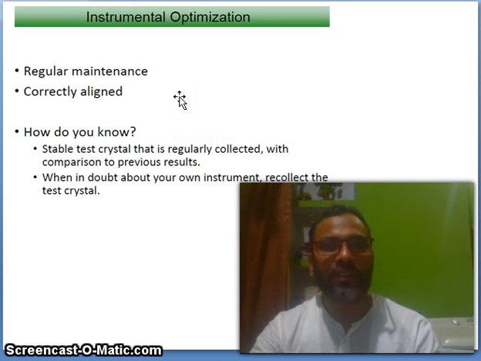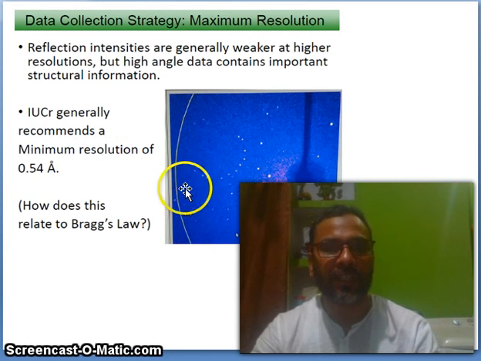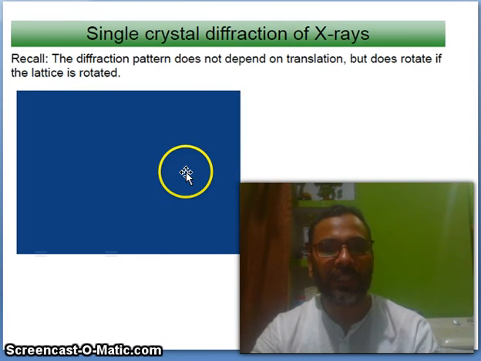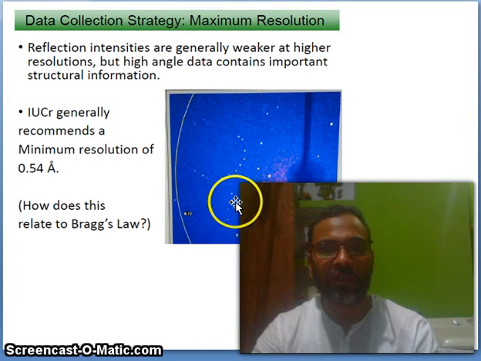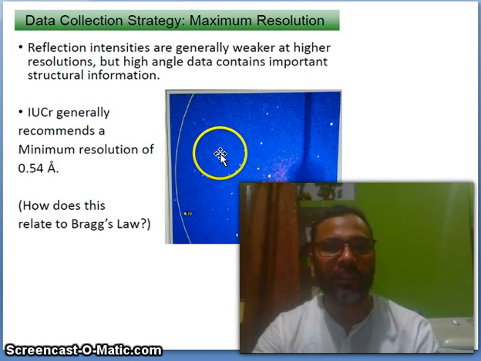So, instrumental optimization: regular maintenance, and the instrument must be correctly aligned. If it is not correctly aligned, that is not the crystal's fault. You have grown a good crystal, but if the instrument is not aligned properly, you will not get good data. How do you know? Use a stable test crystal that is regularly collected, and compare with previous results. When in doubt about your instrument, recollect the test crystal. You see, now here there is nothing. Now you can see here a lot of spots.